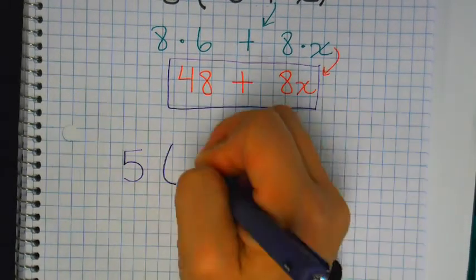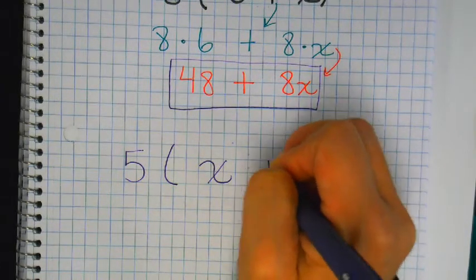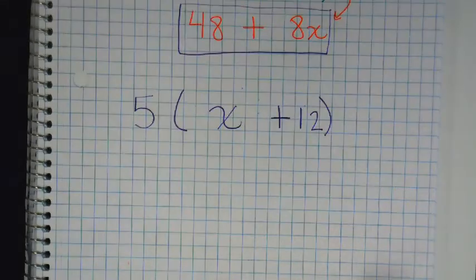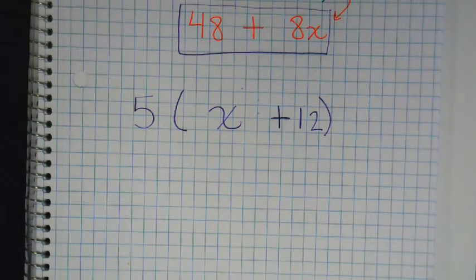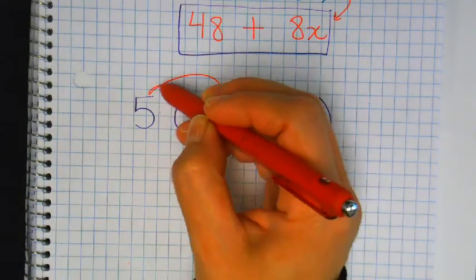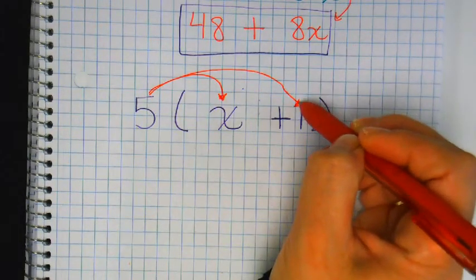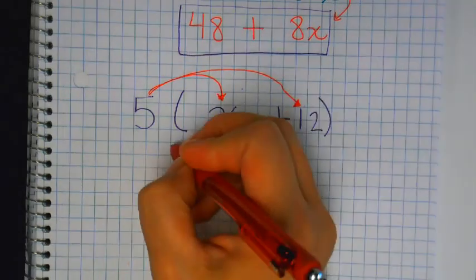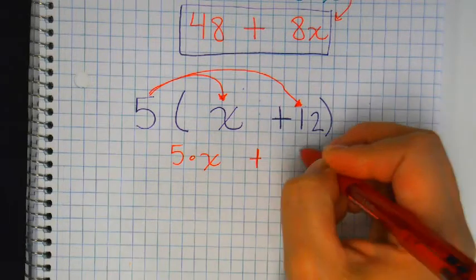All right, let's try another one. 5 parentheses x plus, let's say 12. It doesn't matter if they're the other way around? Nope. So this time when they went trick-or-treating, the x came first. Cool. So we're going to distribute the candy to the first term and candy to the second term. They each get the same amount of candy. If it's 1 bag or 5 bags of candy, whatever. So we do it via multiplication, which is 5 times x plus 5 times 12.